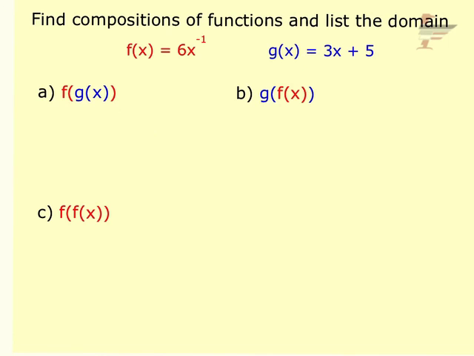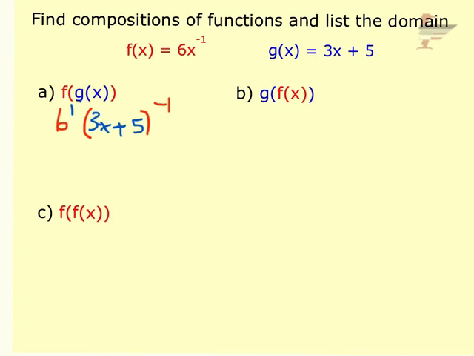Okay, compositions. Remember, compositions is really just a substitution game. So if you have f of x and g of x, and it says to do f of g of x, you're going to take f of x, which is 6x to the negative first, and then you're going to replace it with g, which is 3x plus 5. Now, a couple things I see all the time is people say, oh, I'm going to distribute that negative 1 power through. You can't distribute a power to a sum quantity or like a subtraction or addition quantity. But this is a negative exponent, so I should flip it. The 6 is not.